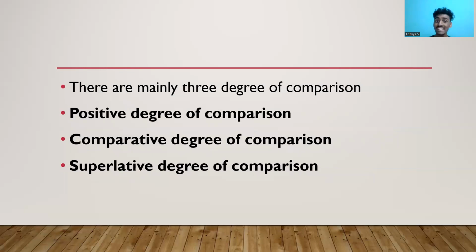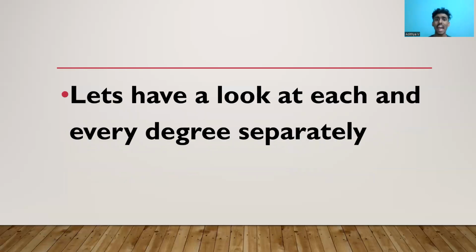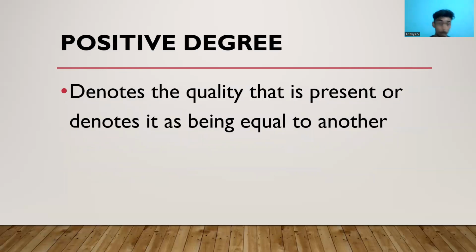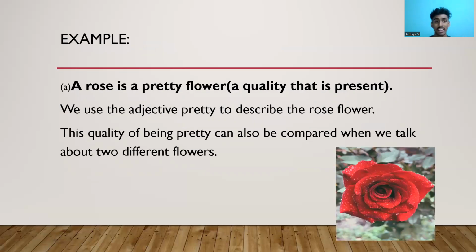There are mainly three degrees of comparison: positive, comparative, and superlative. Let's have a look at each and every degree separately. Positive degree denotes the quality that is present, or denotes that it is equal to another. Let's just take an example.